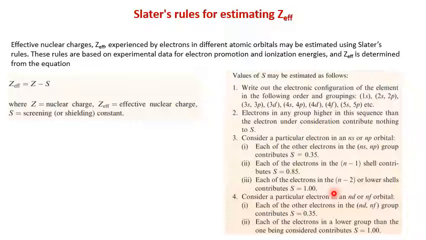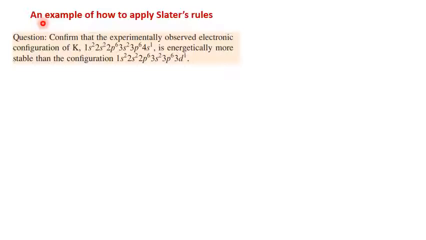Then one can understand the Slater rule, how to utilize it to calculate the effective nuclear charge. So this is an example of how to apply Slater's rule. The question says: confirm that the experimentally observed electronic configuration of potassium is 1s2, 2s2, 2p6, 3s2, 3p6, 4s1. So this is actually the energy order. I have already told you this is the general sequence of energy order.